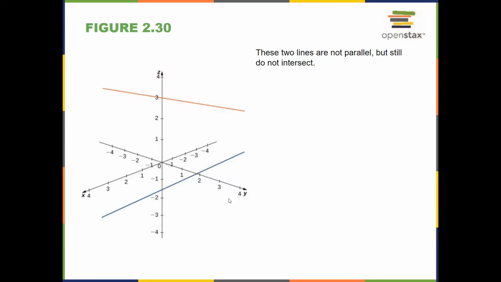So, all right. Figure 2.3 is showing us that these two lines are not parallel, but they still do not intersect. Okay. Obviously we know that's because they're pretty much in two different planes, right? So those planes are not intersecting and they're also not parallel planes.